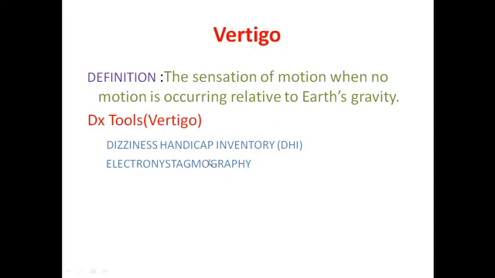And this vertigo we can also assess by using some tools. Among them, electronystagmography is one of the important ones, and a newer tool is introduced here. It's called the Dizziness Handicap Inventory, in short DHI.